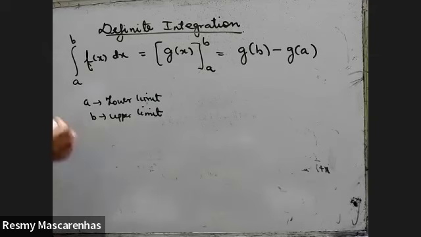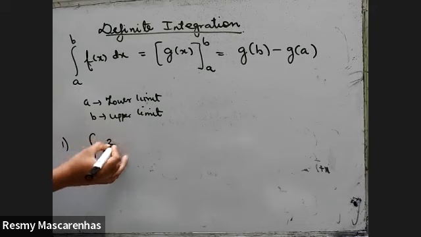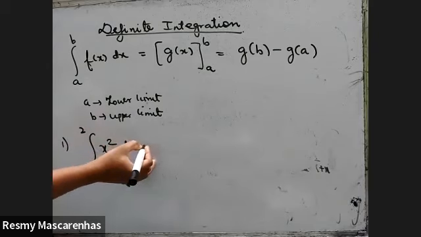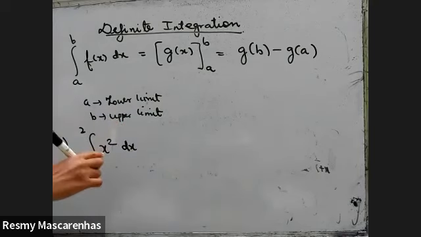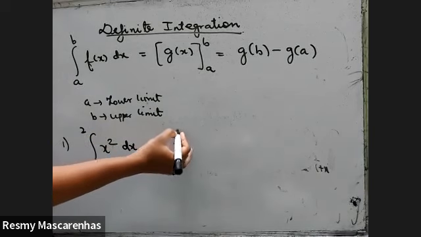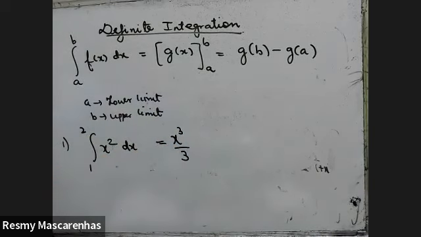So for example, first one, suppose I have to integrate x square from 1 to 2 with dx. Now I have to integrate it as it is. So the integral of x square will be x cube upon 3.